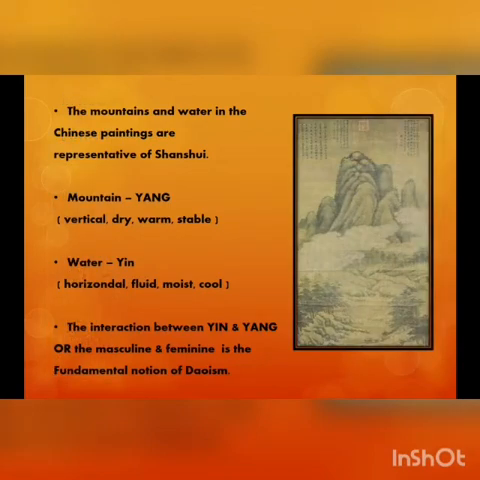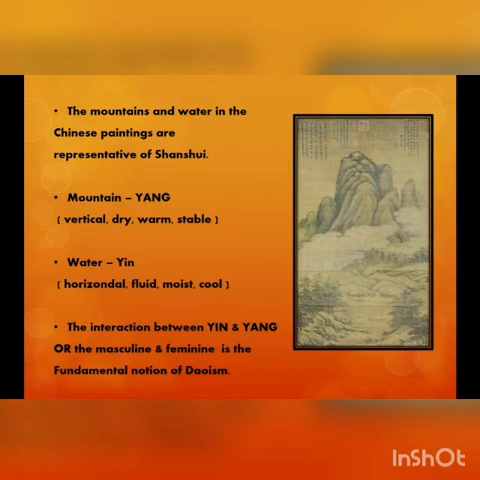So, the mountains and water in the Chinese paintings are representative of Shan Shui, and the unpainted space is the representative of the middle void where the interaction between yin and yang takes place. So, the mountain or yang is said to be vertical, dry, warm, and stable since it is standing vertically towards the sun, hence, it is dry.